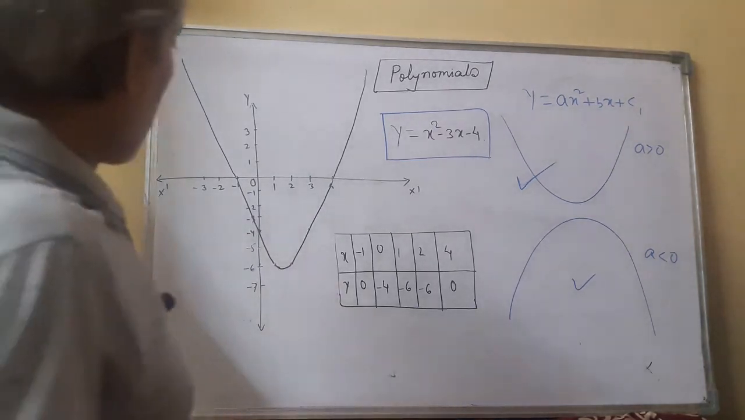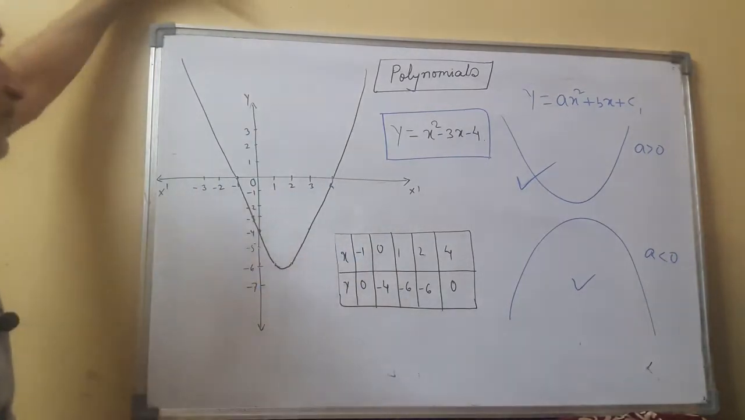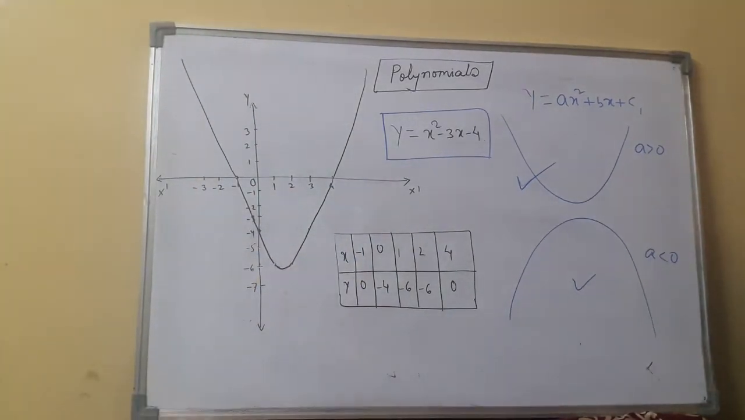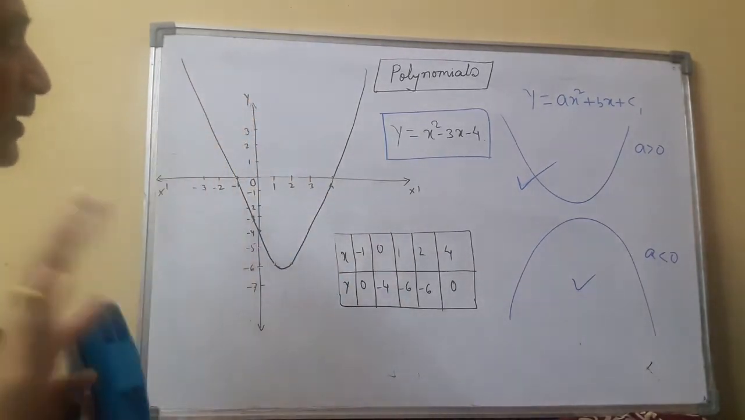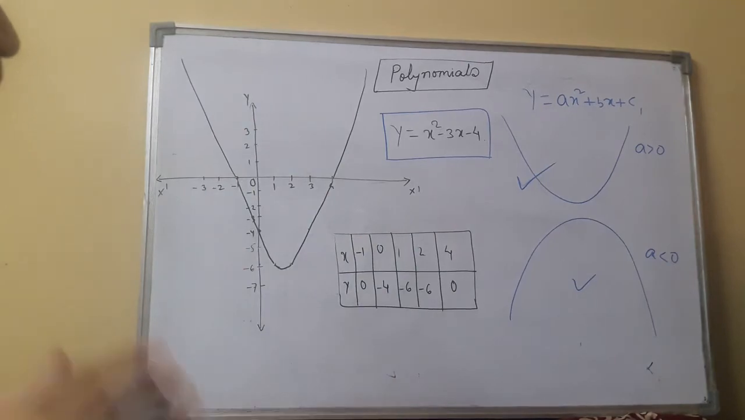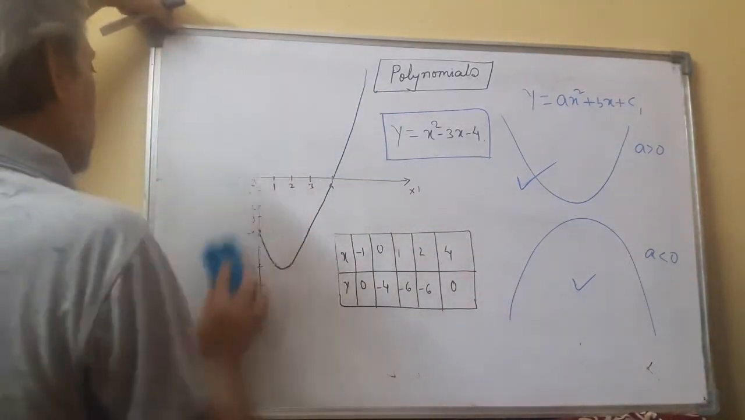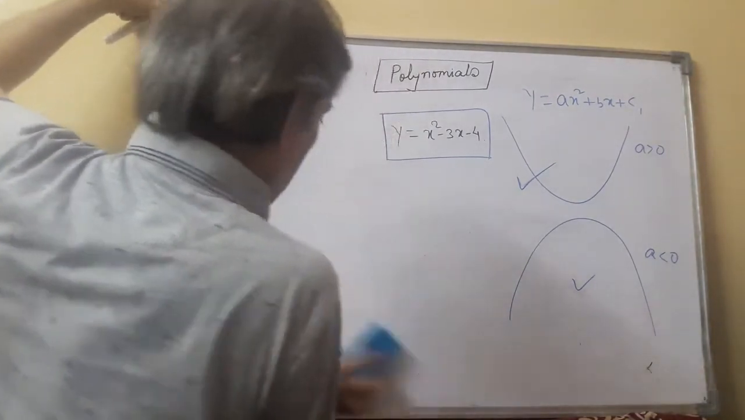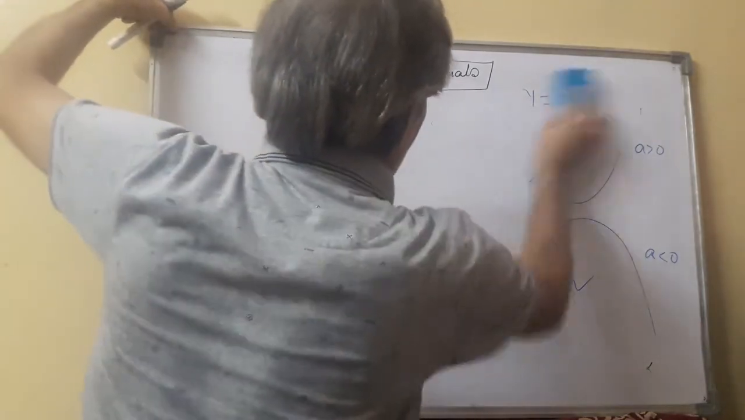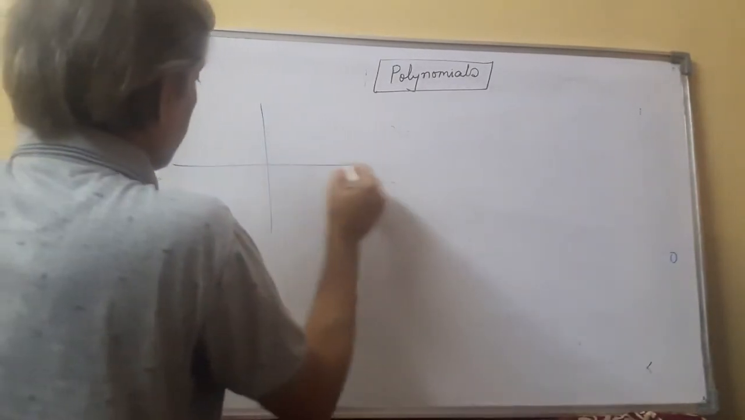As I have already told you earlier, as many as the degree, that many cuts it will have at the max. In case of a cubic polynomial it will cross the x-axis at most thrice. It may, it may not. Now I am going to elaborate it further by making some graphs over here.